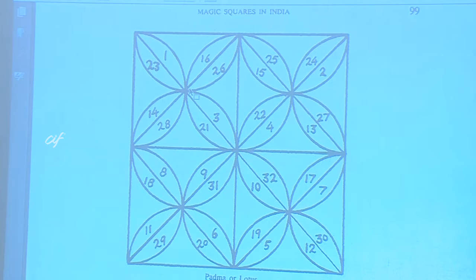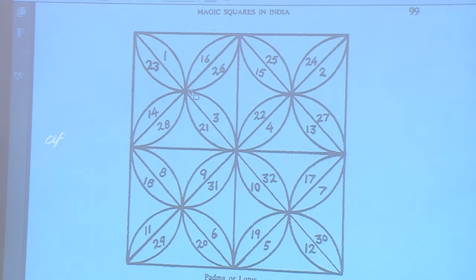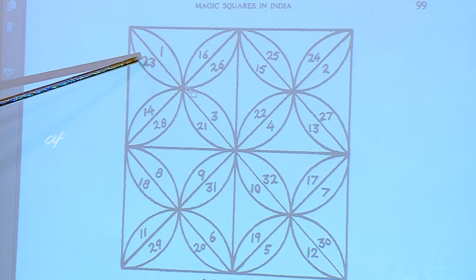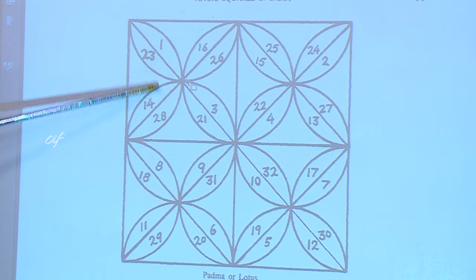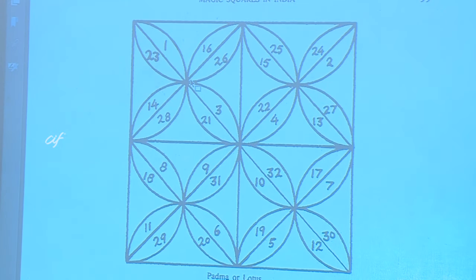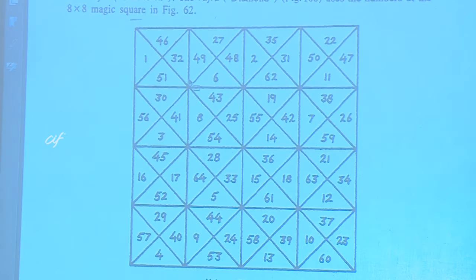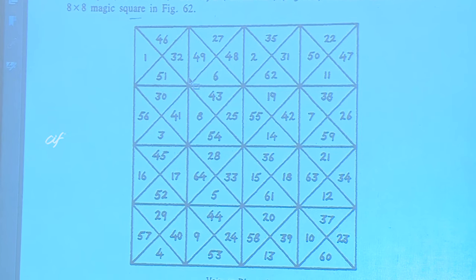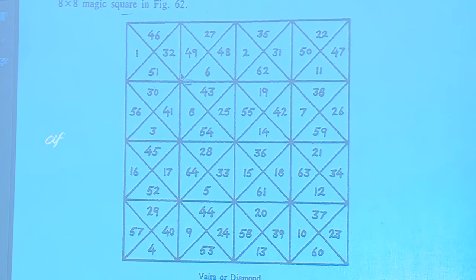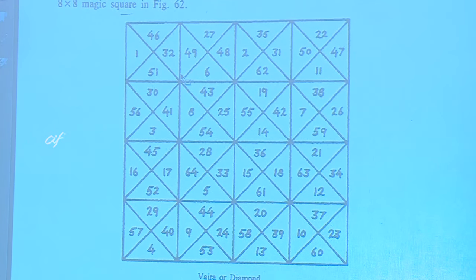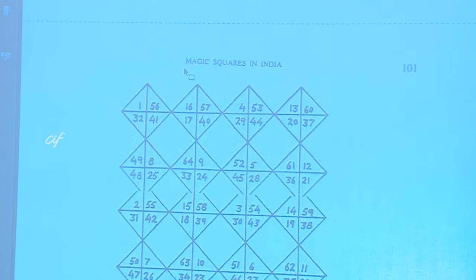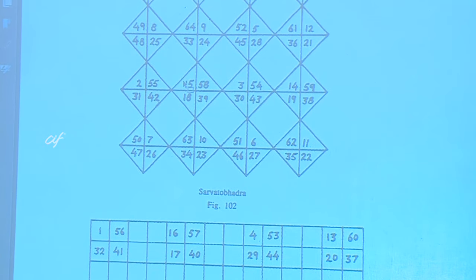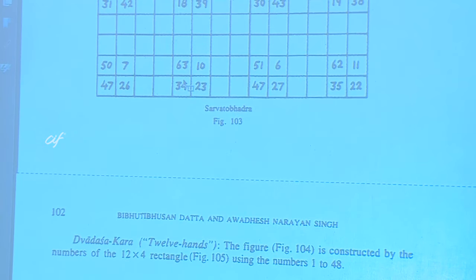And he makes it in the form of petals. It is the same thing. You see, 1 and 23 were together there. So he makes another shape, and here he cuts into four triangles and again puts numbers. So 1 to 64, and this also he does something really crazy or innovative. I don't know which word would be used.